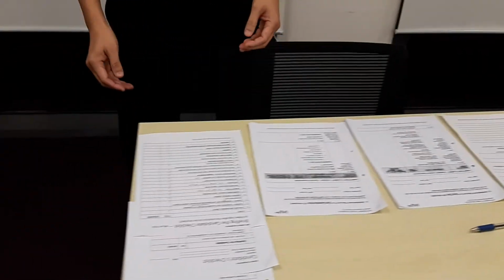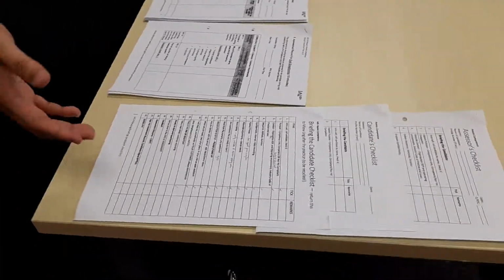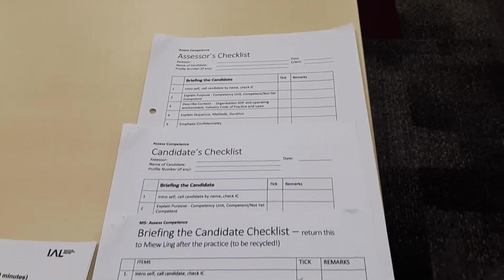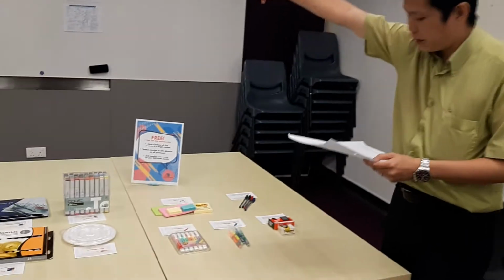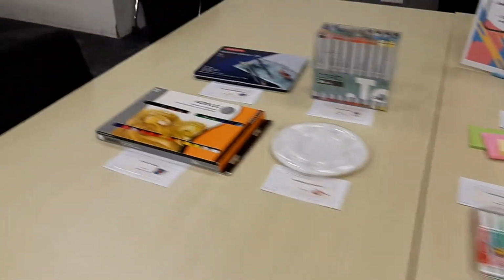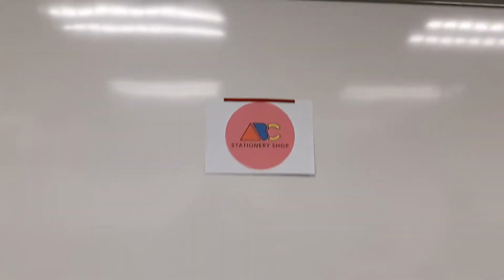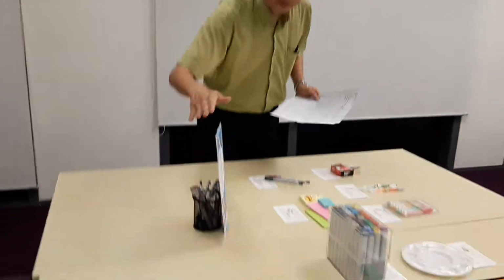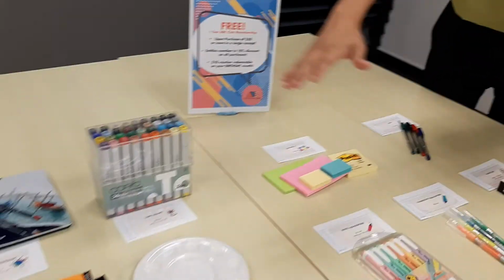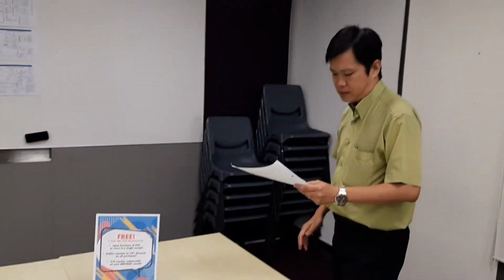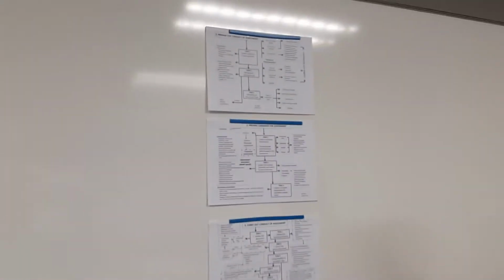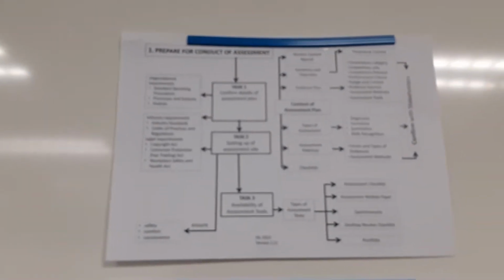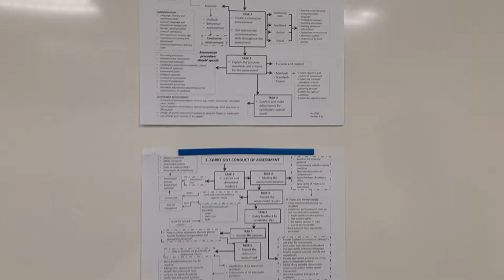So we also have the assessor's checklist and candidate's checklist, for the observers to take a look at later. For the various resources, we have stationery, the sign here, the membership promotion, and all the various stationery that is to be sold. Then I also put here the checklist, the task list for the conduct of assessment, so that everything is open, transparent, and above board.